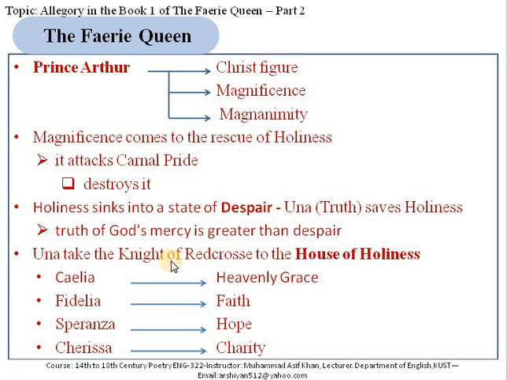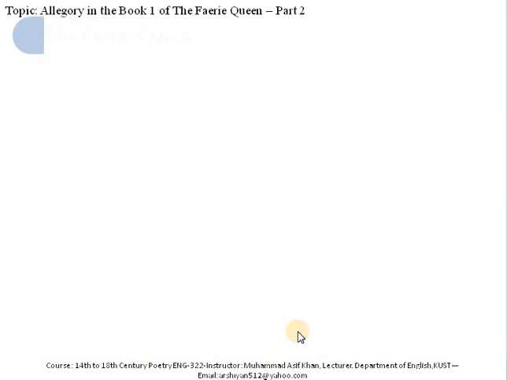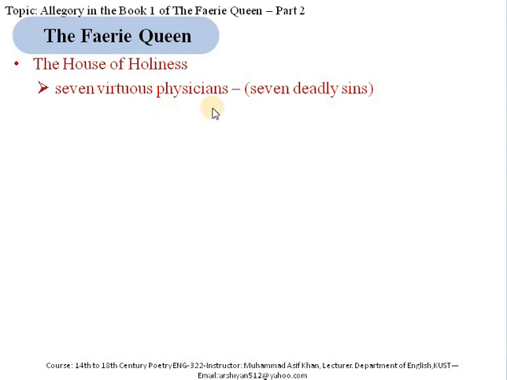We also have seven physicians who attend to his body, and these seven physicians are the counterpart to the seven deadly vices of the House of Pride. However, they do not all correspond to specific vices. But we see that in the House of Pride there were seven deadly sins, and here in the House of Holiness there are seven physicians who are treating the Knight of Red Cross.